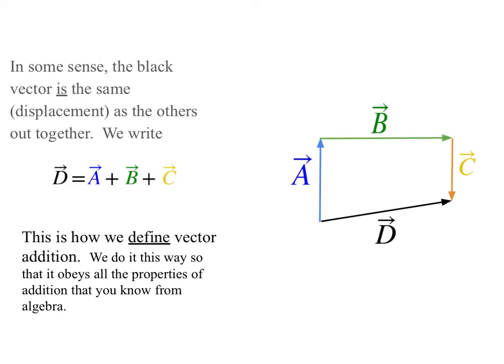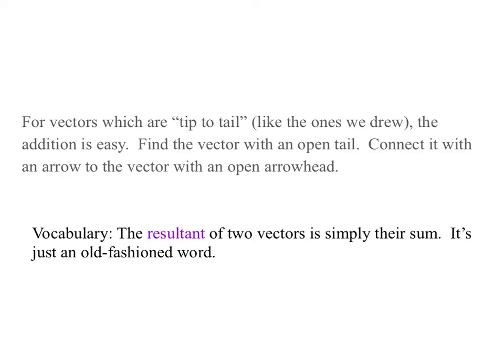We do it this way because then we can still use our sense of how pluses and equals matter. In other words, we promote algebra to a vector sense and don't have to learn a new kind of algebra. For vectors that are tip to tail, like the ones we drew, the addition is very easy. Find the vector with an open tail, connect it with an arrow to the vector with an open arrowhead.